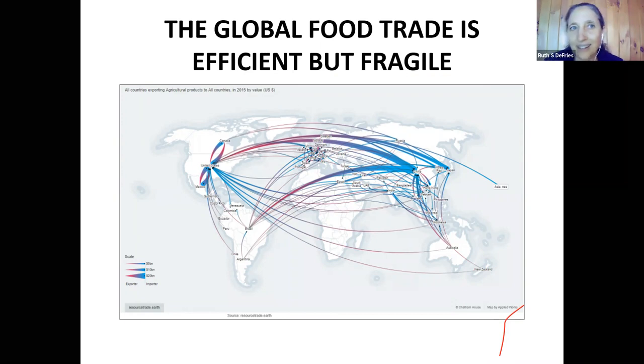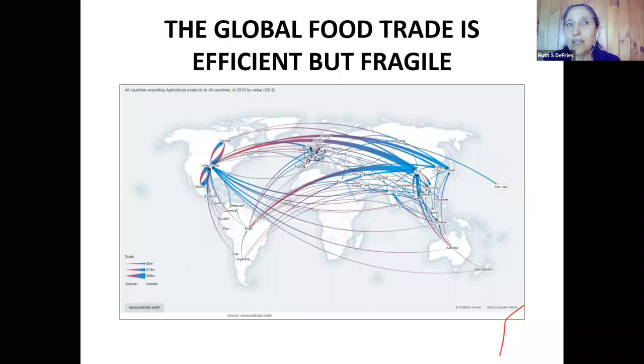Although a lot of thinking around COVID is starting to think about how to get redundancy into supply chains. So this is a map of the global food trade, which is very efficient in one way. You can see here the red arrows, that's where the food trade is coming from, and the blue is where it's going to. So you see that the source of the food is highly concentrated in a few places, Brazil, US, Australia, and a lot of countries are highly dependent on this food trade.